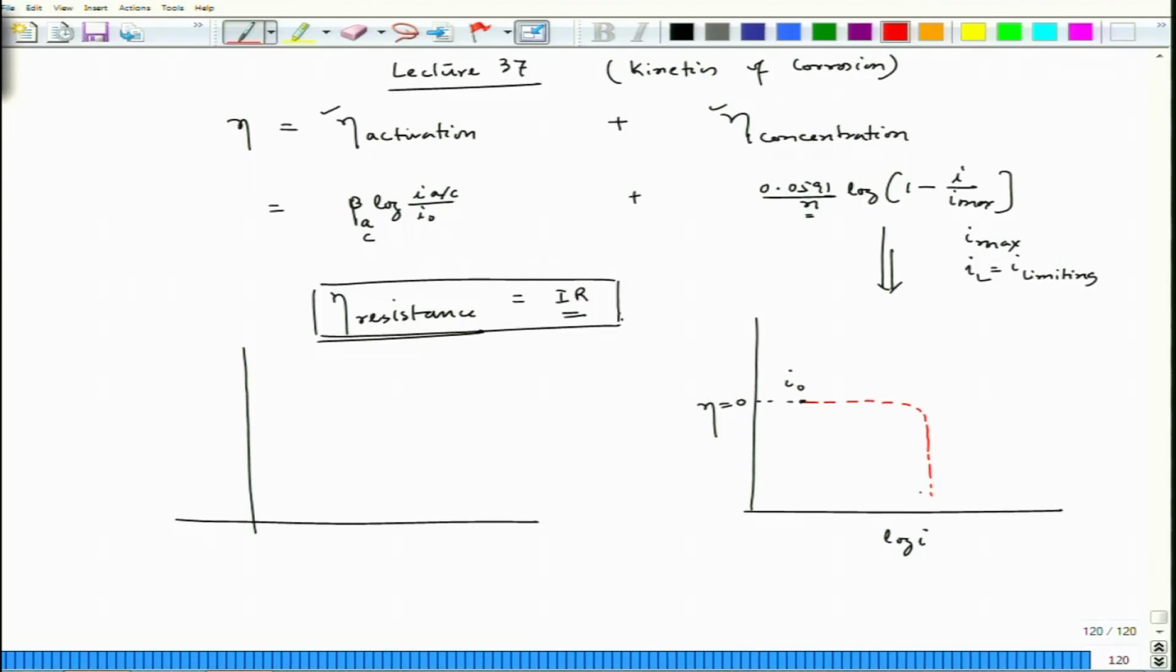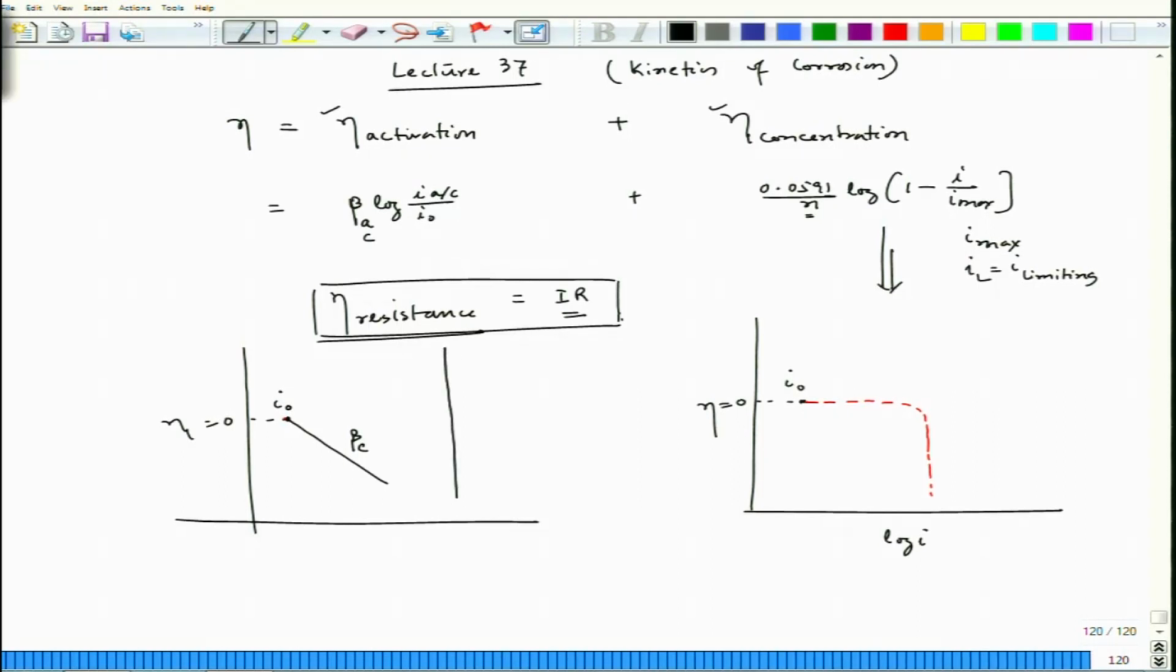This is the plot pattern. Now if I try to plot this one, same eta here is equal to 0, eta over voltage is 0 corresponding to I0, and this plot would look like this corresponding to beta C, since we are considering cathodic over voltage.